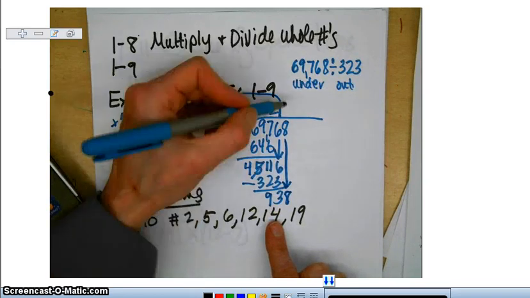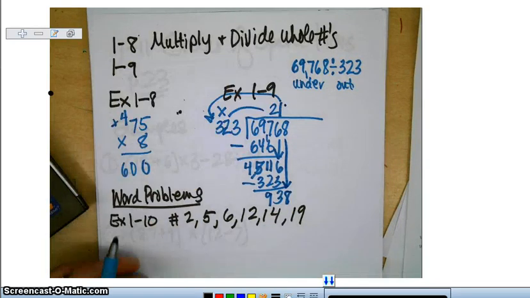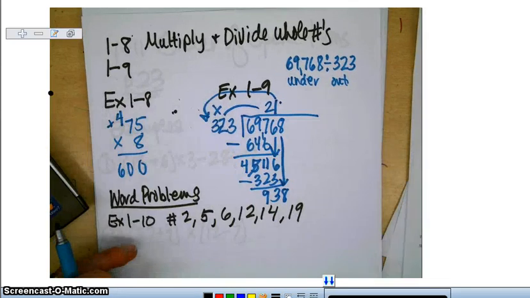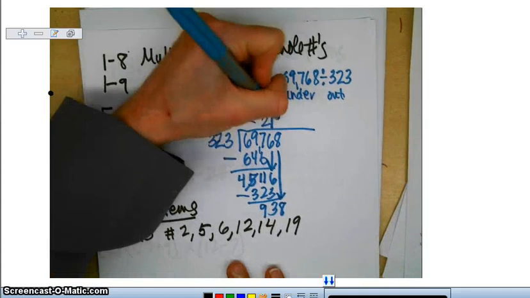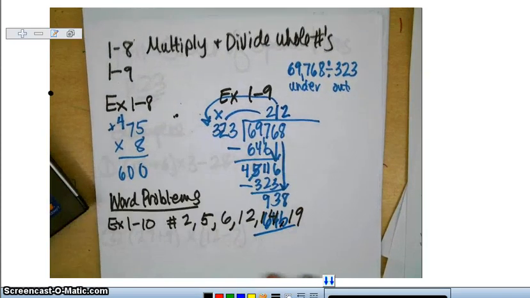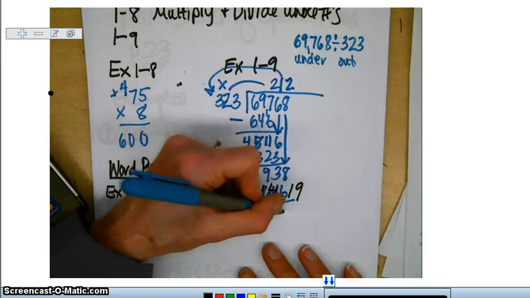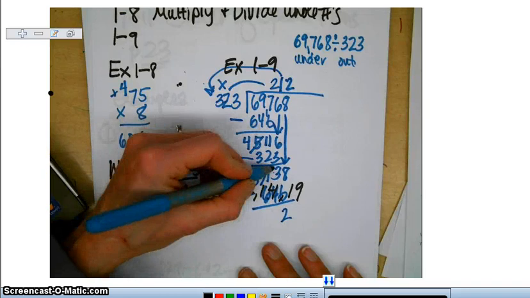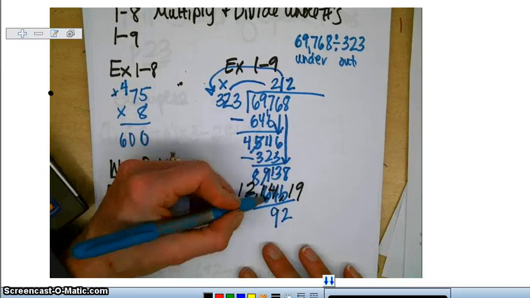So 323 times what is 938? I'm guessing that might be 3. So 323 times 3 is 969. That's a little bit bigger. It's still only going to be 2. So when I multiply 2 times 323, I know that's 646. And then I subtract again. 3 minus 4 I can't do, so I have to borrow 1. So 13 minus 4 is 9. 8 minus 6 is 2. Now I don't have anything to bring down.